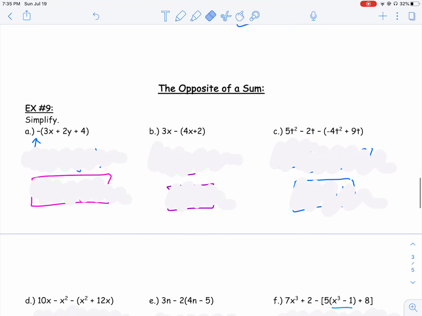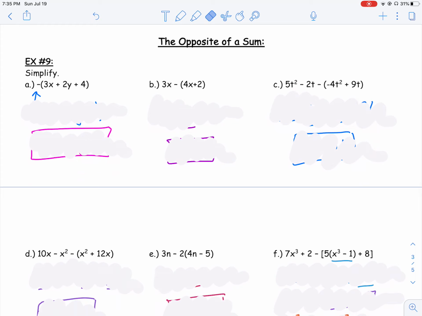All right, so let's think about what happens if the number in front is not a positive and maybe it's a negative. Well, for example, in example number 9, these are opposites, or you can think of there being a negative 1 in front. If there is a negative 1 in front, then what I want to do is make sure that I distribute the negative 1, multiply every term inside the parentheses by negative 1. So negative 1 times 3x, negative 1 times 2y, and negative 1 times 4.